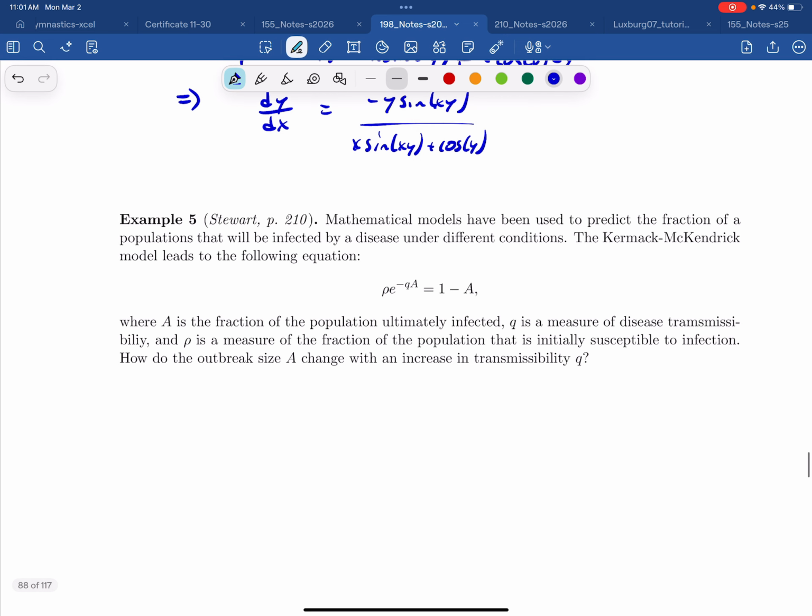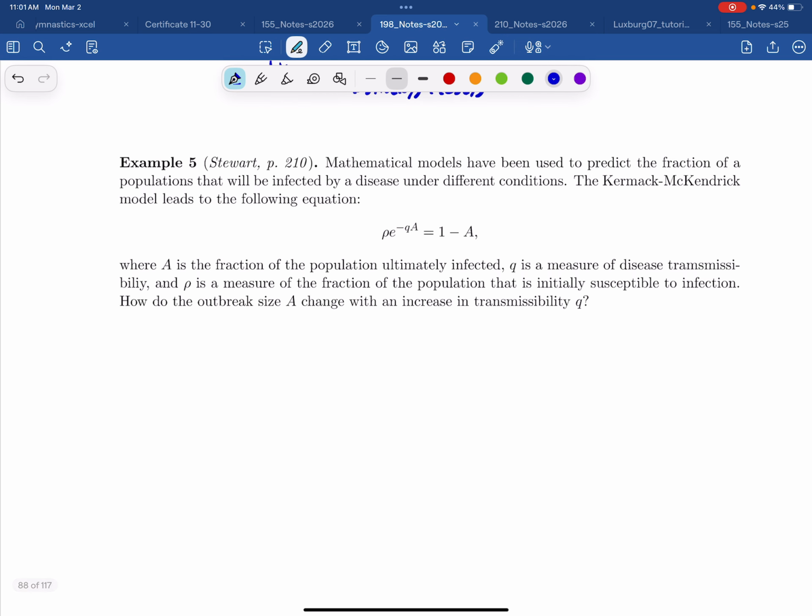One more example. And this is a nice little application to biology. It's not from this textbook. Models to predict the fraction of a population that will be infected by a disease. Kermack-McKendrick model, we get this stuff right here. And they define A, Q, and rho. That's not a P, it's rho. How does the outbreak size A change with an increase in transmissibility Q?